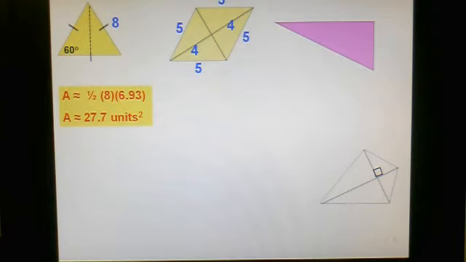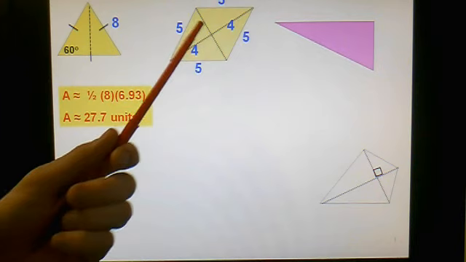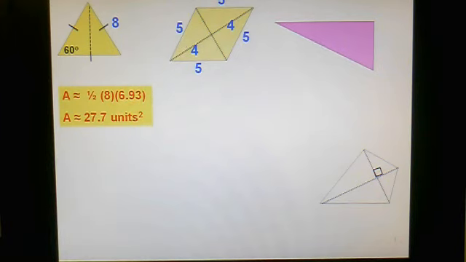On the second one here with the rhombus, hopefully you see a Pythagorean triple. This is a 3, 4, 5 triangle. This is a 3, 4, 5 triangle. They're all 3, 4, 5 triangles.